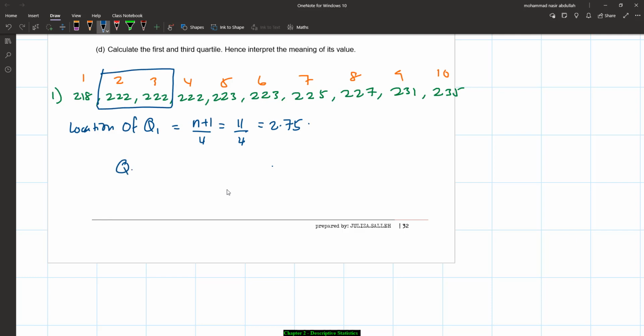So quarter number 1 will be 222, which is number 2 already included, plus the balance is 0.75, right? 0.75 multiply with 222 minus 222. So this one should be equal to 0, so multiplied with 0, quarter number 1 is equal to 222.